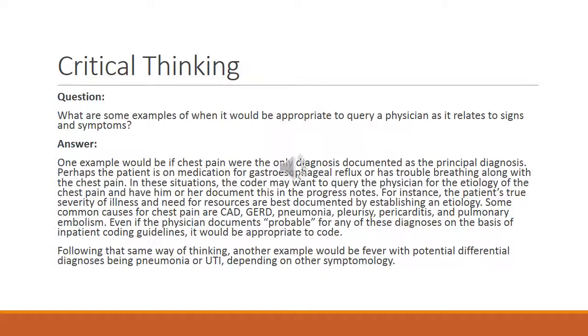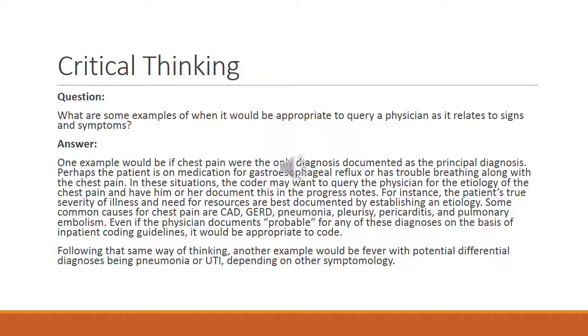Okay, our next question. What are some examples of when it would be appropriate to query a physician as it relates to signs and symptoms? Well, one example would be if chest pain were the only diagnosis documented as the principal diagnosis. Perhaps the patient is on medication for gastroesophageal reflux or has trouble breathing along with the chest pain. In these situations, the coder may want to query the physician for the etiology of the chest pain and have him or her document this in the progress notes.